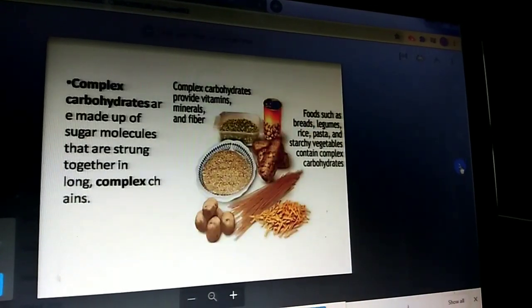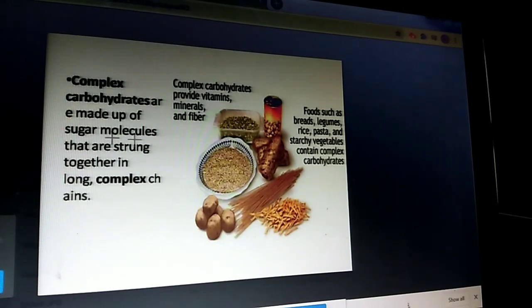Now the next category of carbohydrates is complex carbohydrates. These complex carbohydrates are made up of sugar molecules which are linked together in a long chain, like that. See, one carbohydrate, one macromolecule is linked. Just like how the beads in a chain are linked, the same way here the sugar molecules are linked and form a big chain. So these complex carbohydrates provide us with vitamins, minerals, and fiber. They are present in bread, legumes, rice, pasta, and starchy vegetables like potato. A little bit later, it will take time for the digestion.